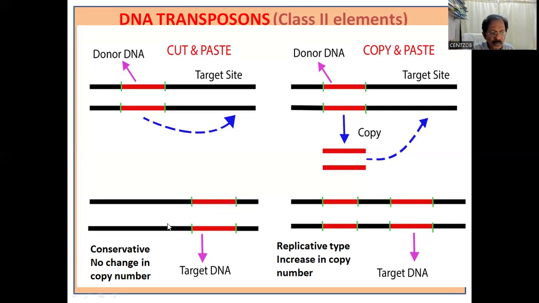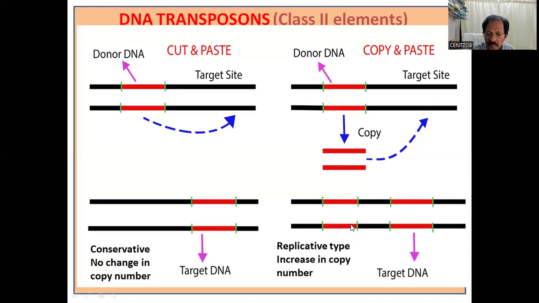And there is no change in copy number. There's only one copy. Then what about the copy and paste? It is known as replicative type. What do you call replicative type? Here, a copy of the DNA is formed by replication. It is pasted here, so a copy is formed and it is pasted in the target site.